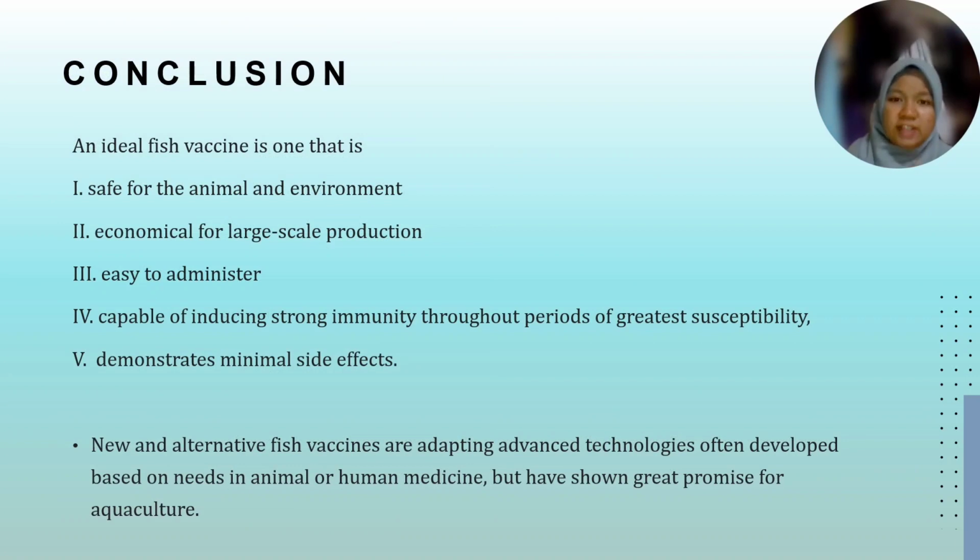After all of the discussion, we can conclude that an ideal fish vaccine is one that is safe for the animal and environment, economical for large-scale production, especially for aquaculture, easy to administer, capable of inducing strong immunity throughout periods, and lastly, demonstrates minimal side effects to the organism. And we can see that new and alternative fish vaccines are adapting advanced technologies often developed based on the needs in animal and human medicine, but have shown great promise for aquaculture.